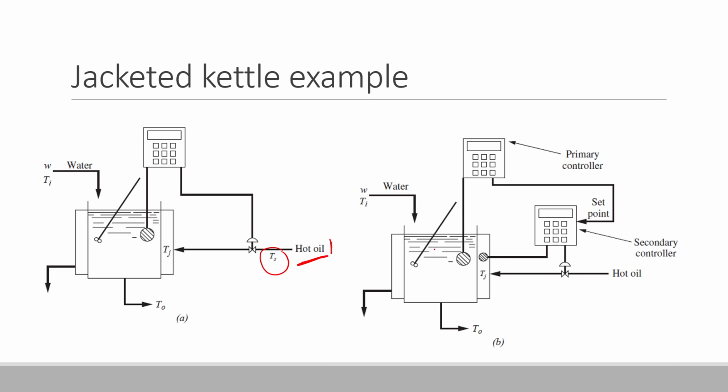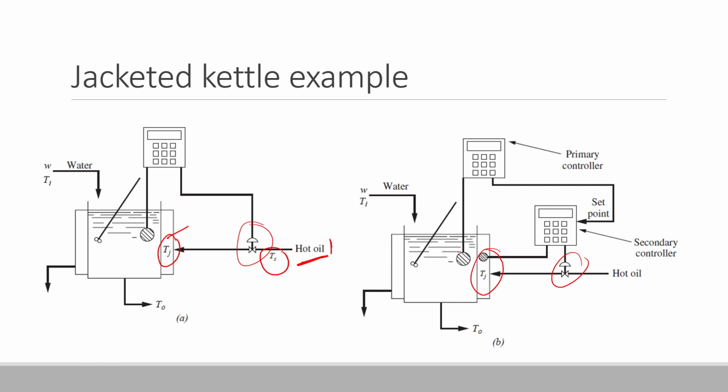So it will monitor the pressure or the flow rate. So once the flow rate of this hot oil increases, the jacket temperature will change. So we will monitor the jacket temperature in the secondary loop. So once we see that the jacket temperature has changed and it deviates from the set point, we can just change this valve opening. That is basically, we can change this valve opening in order to keep this jacket temperature fixed. So this is the purpose of this secondary controller.